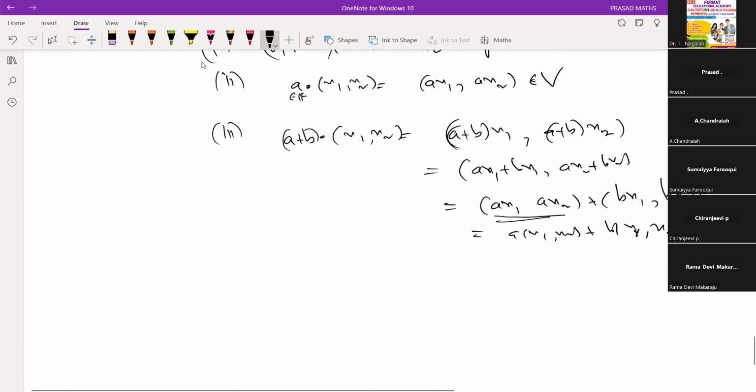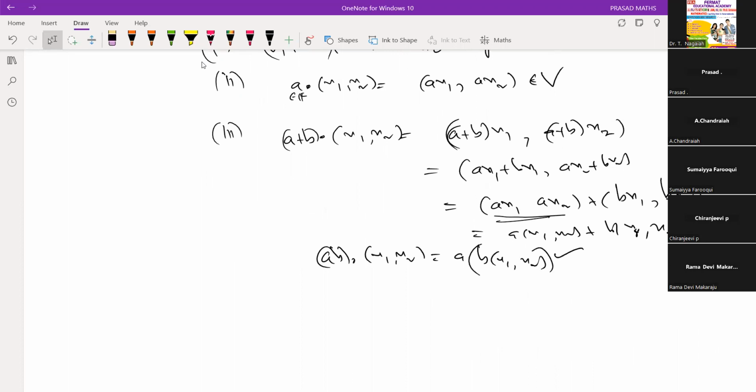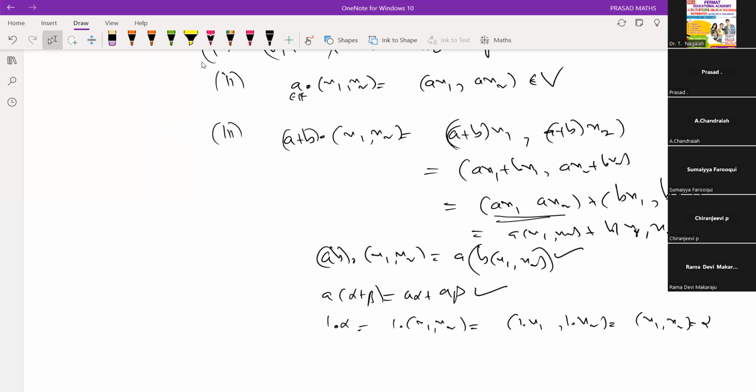Similarly, one can easily check that (ab) into (x1, x2) equals a into (b into (x1, x2)). It's an exercise; it holds automatically by the definition. And a into (alpha plus beta) equals a alpha plus a beta also clearly holds. And 1 dot alpha: what is this? 1 dot (x1, x2), by definition, is (1 into x1, 1 into x2), which is nothing but (x1, x2), that is equal to alpha. Therefore, all the properties hold. Therefore, V is a vector space over the field R. Is it clear?